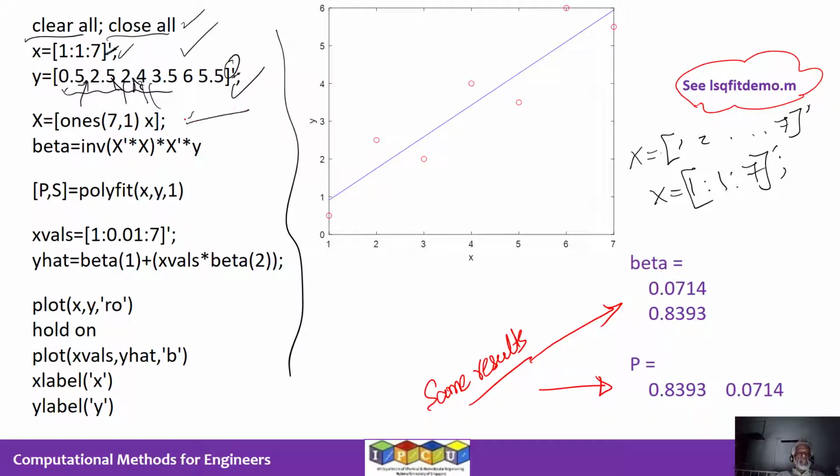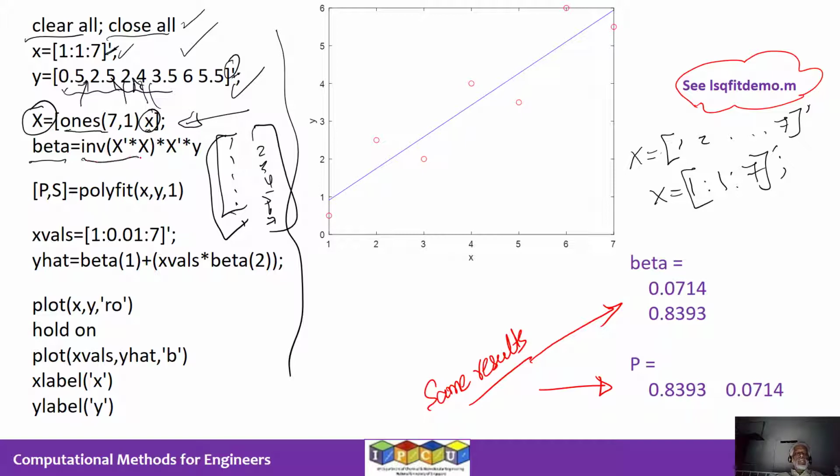Then I create the X matrix. As you know, the X matrix has a column of ones and then the X measurement column. So ones(7,1) will create 7 ones. And then this X will contain these values 1, 2, 3, 4, 5, 6, 7. So now this big X matrix will contain a column of ones and a column with X measurements. And then we know beta is equal to inverse of x transpose x, so this is x transpose x inverse times x transpose times y. So this is the beta that we just determined.